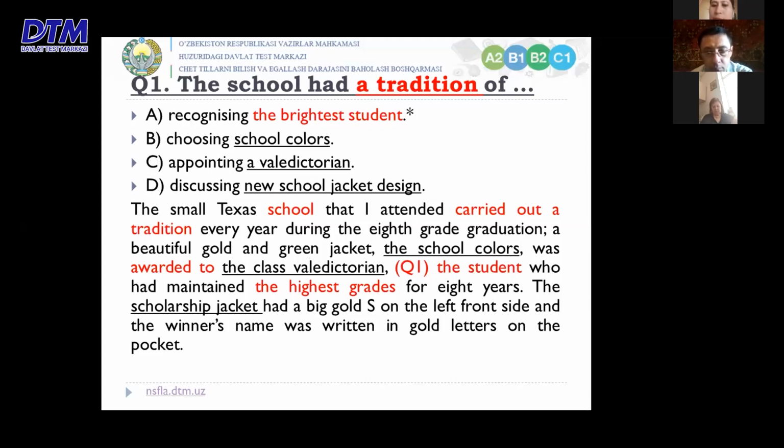The school had a tradition of recognizing the brightest student. This is the key. The other options are distractors. You can see school colors, valedictorian, new school jacket design. These are underlined, and these are distractors.